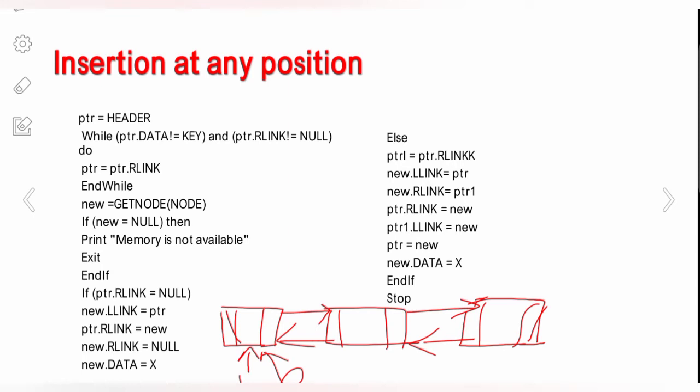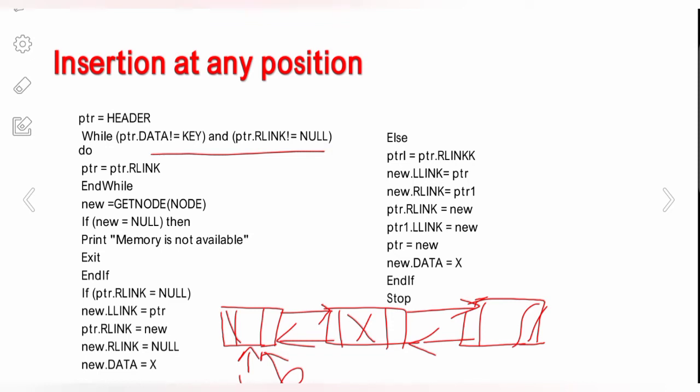While pointer dot data is not equal to key, so the pointer data value is not equal to key. Suppose I am searching for the data x. So this is the data x I am going to search here. The data of the first node is not equal to key, and pointer dot right link is not equal to null. The right link will be null only at the end of the linked list. So these two conditions are satisfied. That's why we enter the while loop. So pointer equals to pointer dot right link. Until this condition fails, we are going to traverse the linked list.